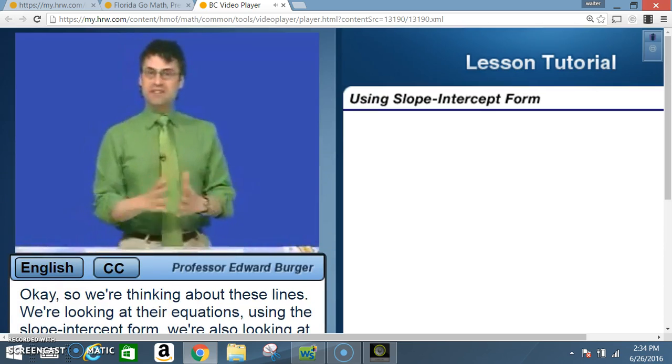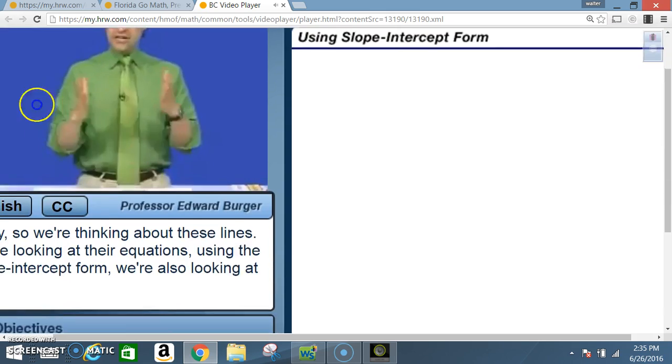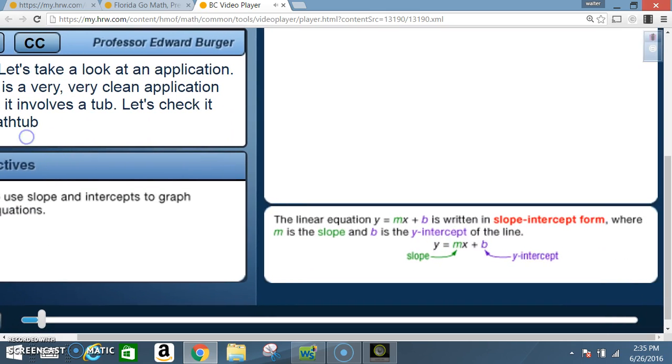Okay, so we're thinking about these lines, we're looking at their equations using the slope-intercept form. We're also looking at their graphs. Let's take a look at an application. And this is a very, very clean application because it involves a tub.